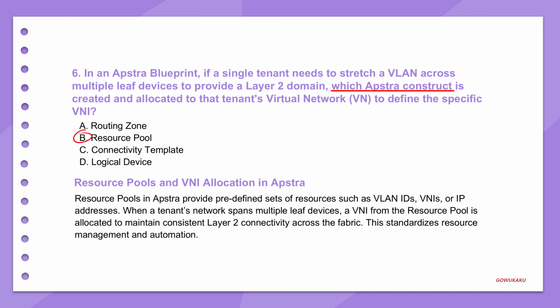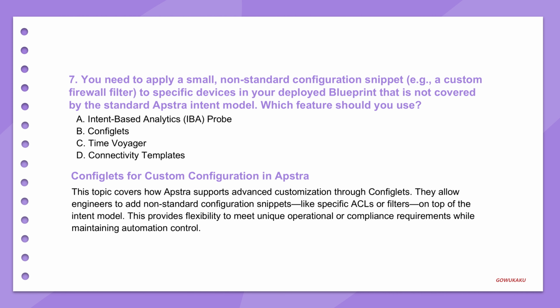Makes sense. So Apstra handles the main configuration through this intent model: logical devices, resource pools. But networks are never perfectly clean, are they? What if you need a small, specific config snippet on just 1 or 2 devices? Maybe a custom firewall filter or a unique BGP policy that doesn't quite fit the standard model. Yeah.